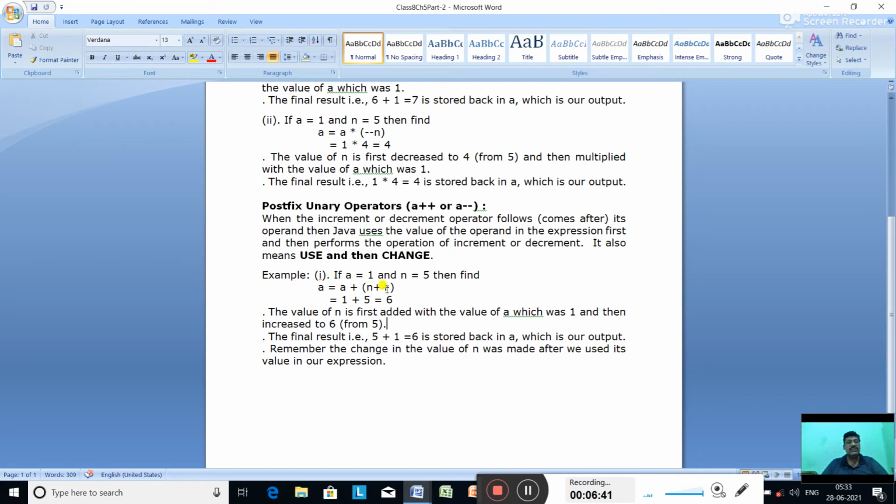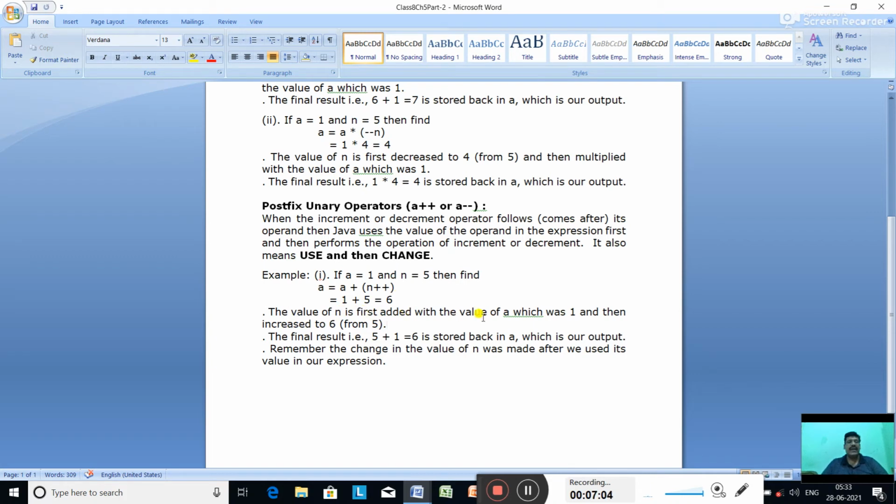But it is not used in this expression. Okay. Once again, n plus plus, what will happen? As we said, it uses the value of the operand in the expression first. So the value of the operand n is 5. So 5 will be used. The 5 plus 1, 6. And after that n value will become 6.